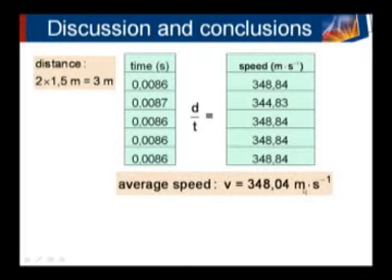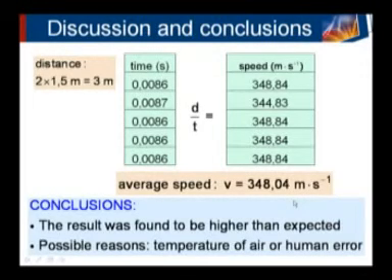348.04 meters per second. We can conclude from this that this is higher than the expected 343 meters per second, and the possible reasons could be that the temperature of the air was not 20 degrees Celsius, or the fact that perhaps when taking the measurement of the time, an error could have been made.